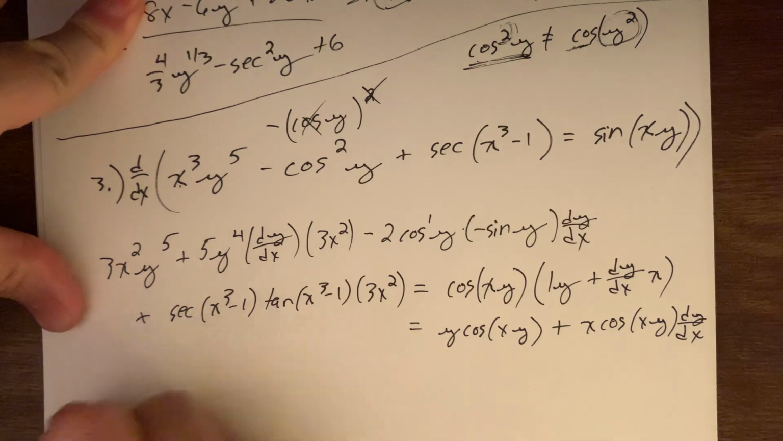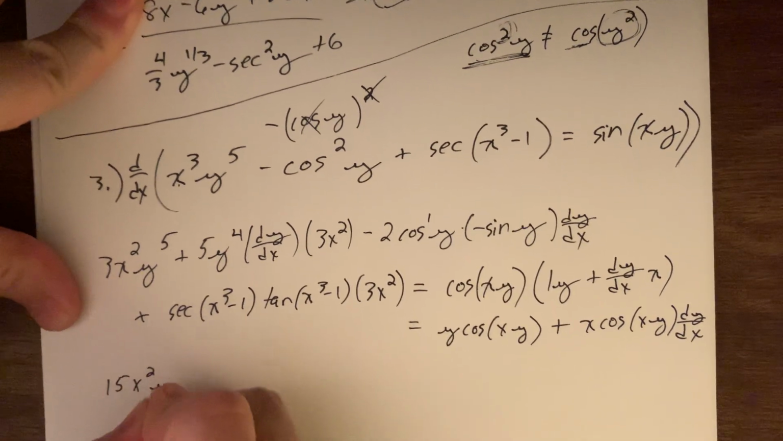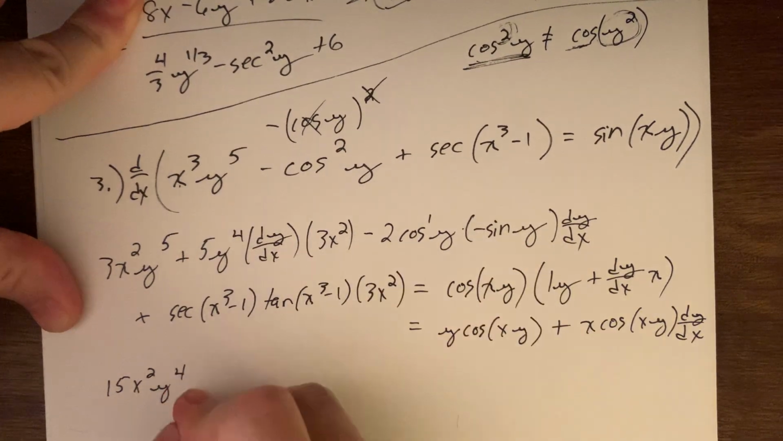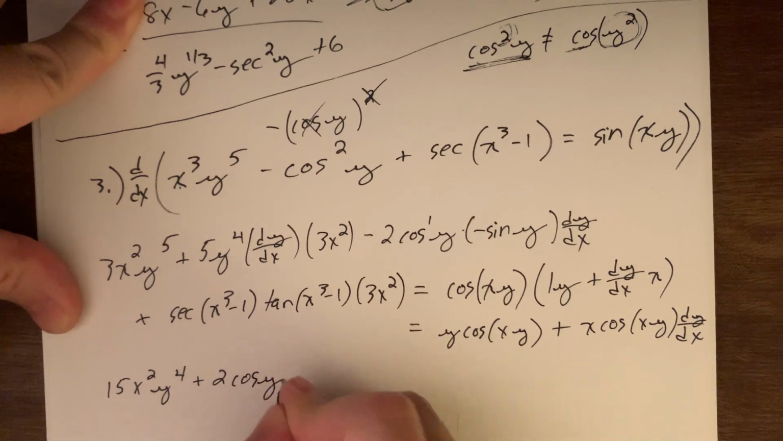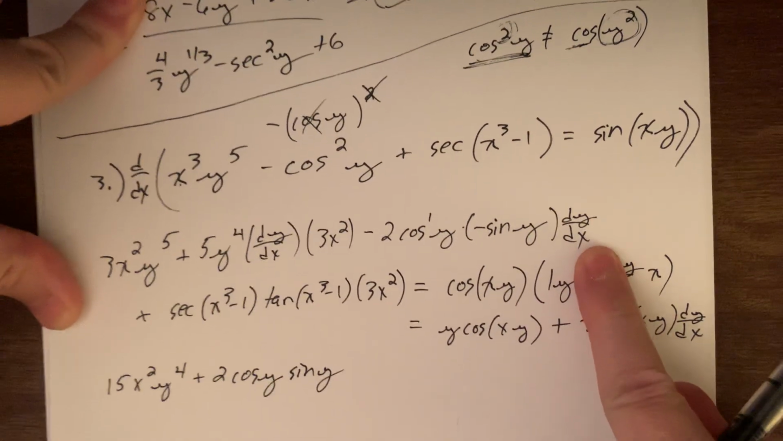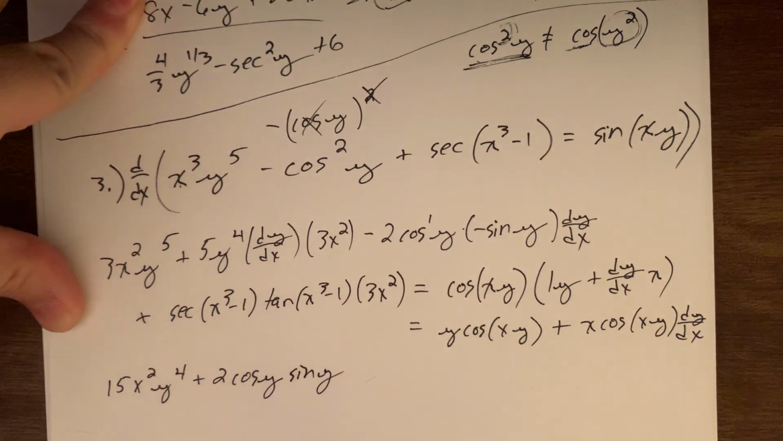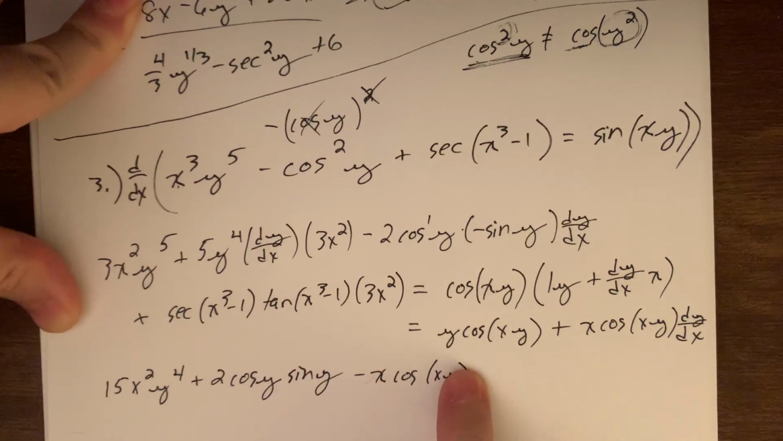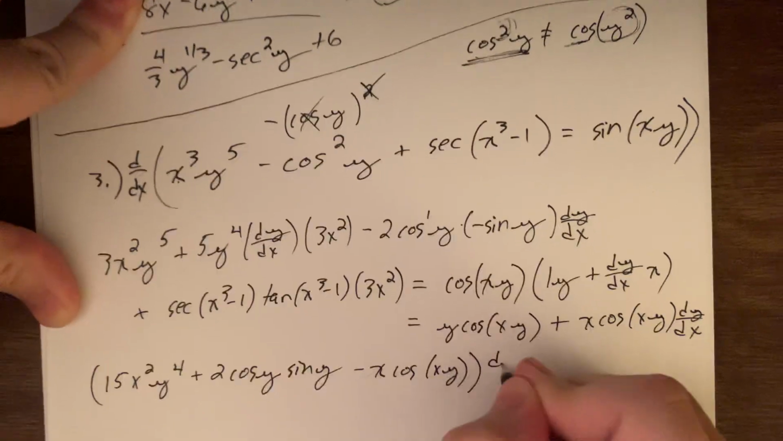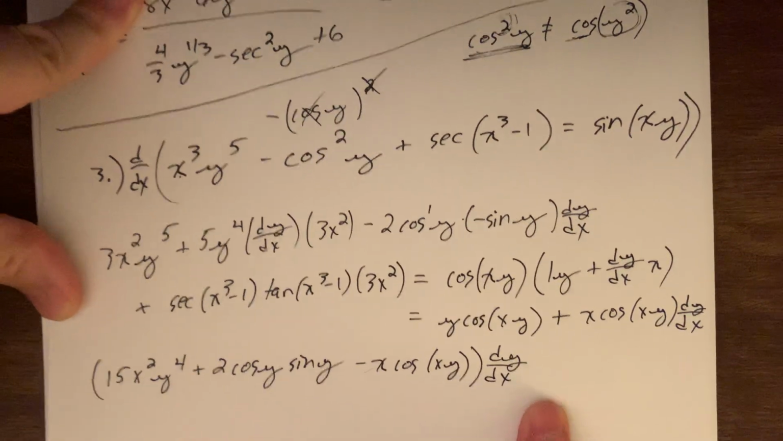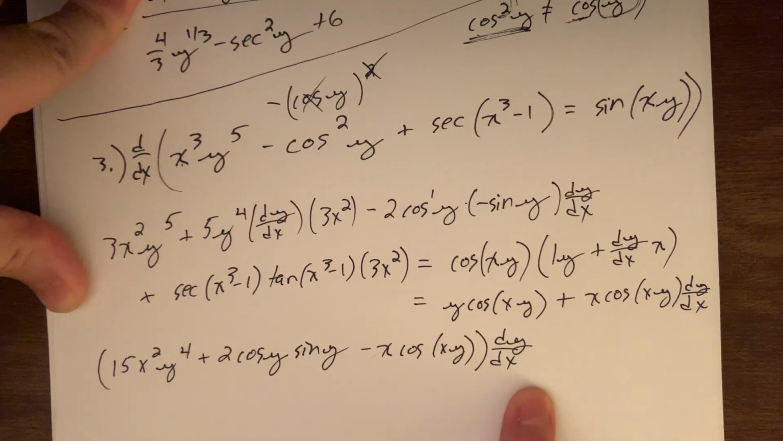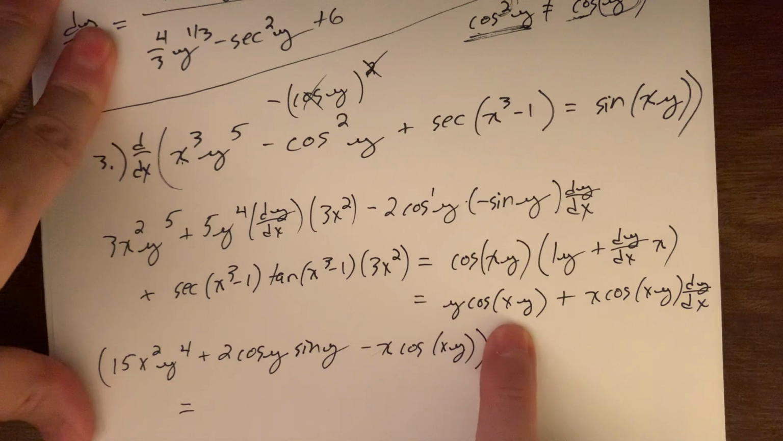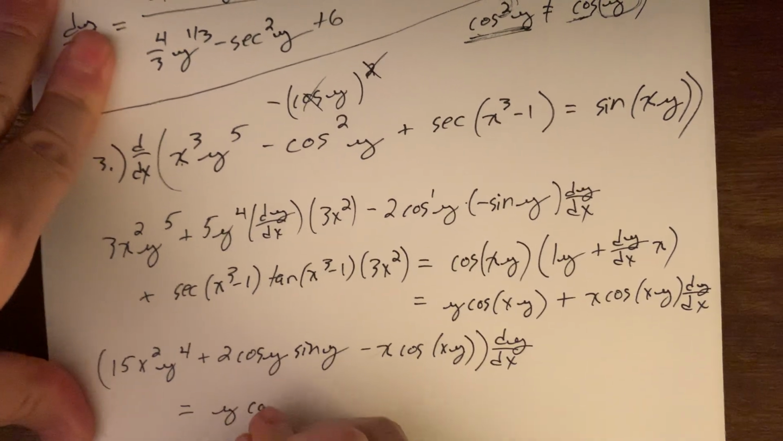Multiplying these together, 15x squared y to the 4th dy dx. Cleaning this up a tiny bit, plus 2 cosine y sine y dy dx. Subtracting this to the other side, minus x cosine xy dy dx. All of them had the dy dx. So now that could be factored out. So that's my big ugly left side equals what's on the right side. Well, this was already there. It did not have the dy dx.